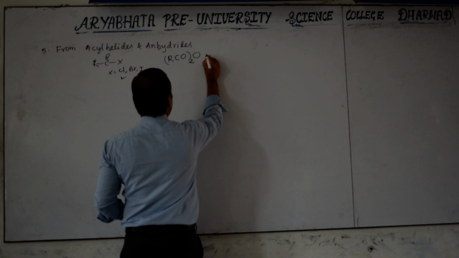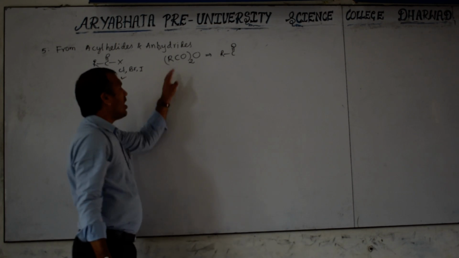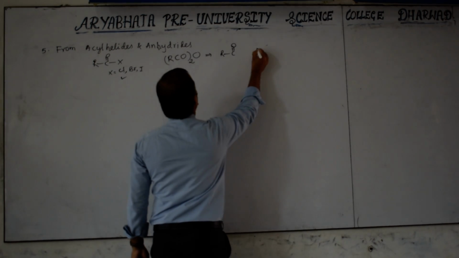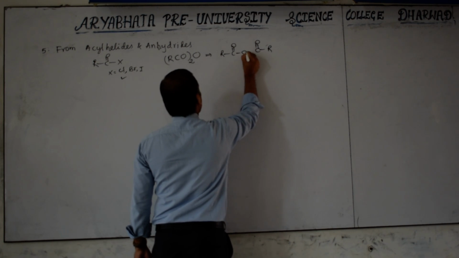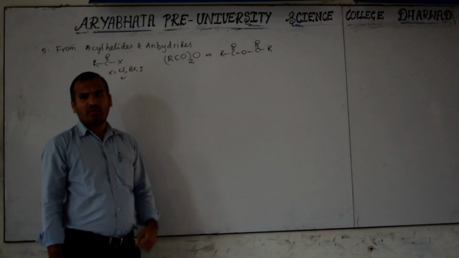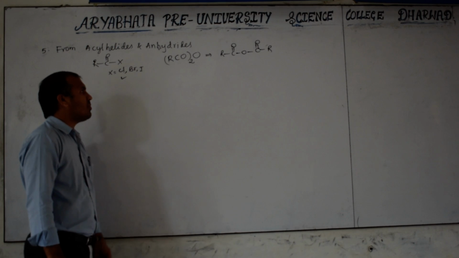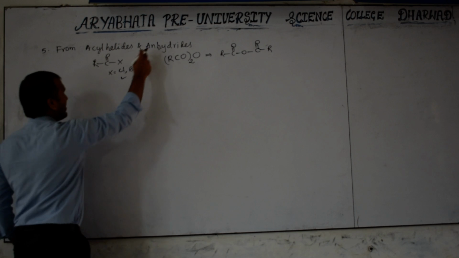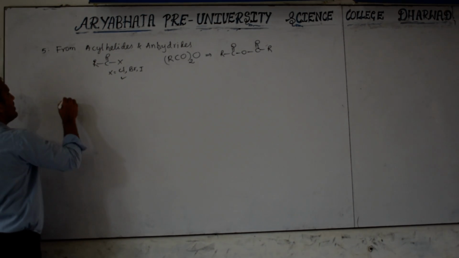Actually, how is it represented? RC double bond O, two times, then C double bond O R, and in between there is an extra O. This is an anhydride. How it is formed we will discuss in the properties of carboxylic acids. So this is the acid halide and this is the anhydride. From these we are going to prepare the carboxylic acid.